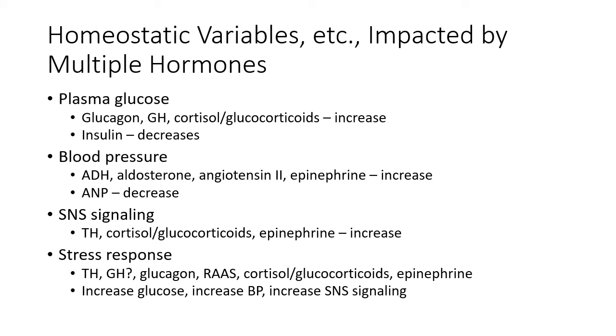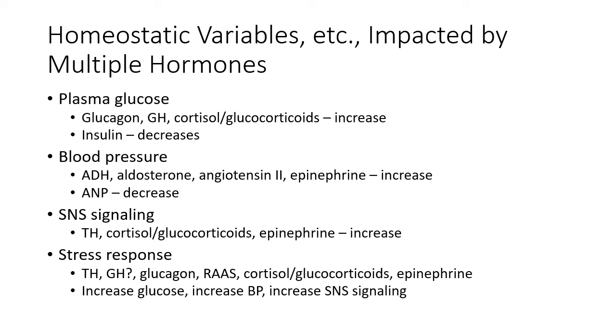So first you have plasma glucose. Insulin is the only hormone that decreases that, which would be the level of blood sugar that you have. You also have several hormones that increase blood sugar, which would be the glucagon, growth hormone, and cortisol and the other glucocorticoids. Blood pressure is also affected by multiple hormones.